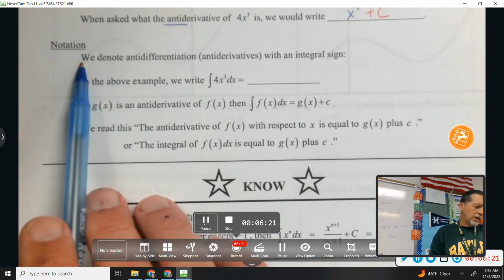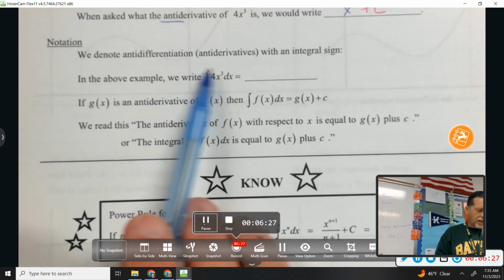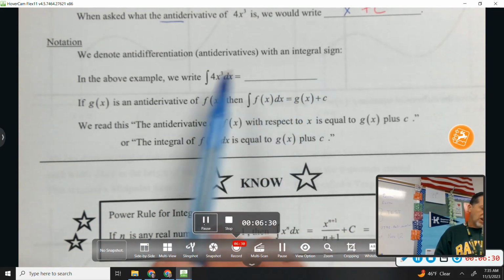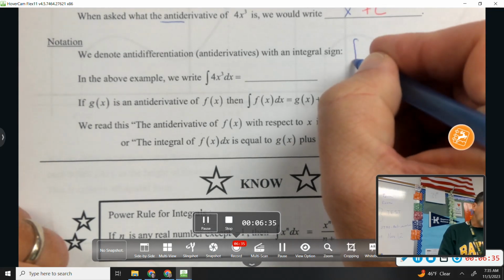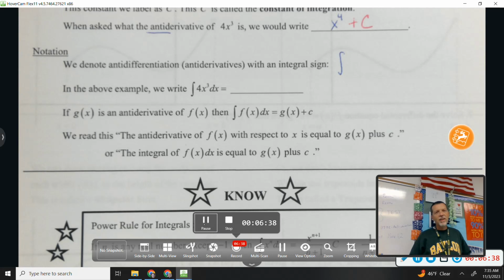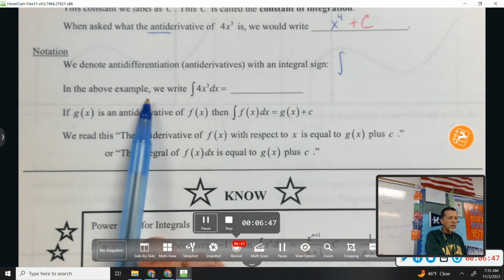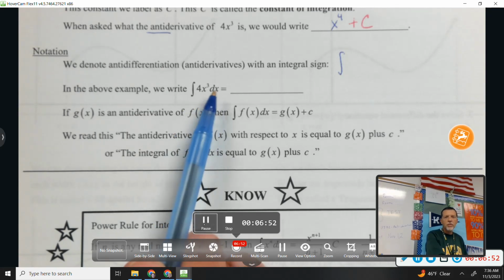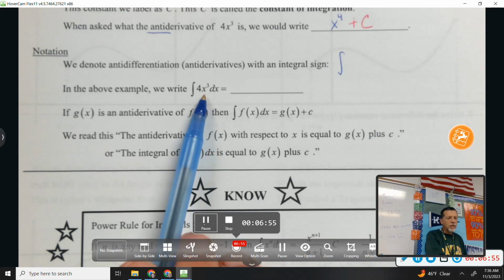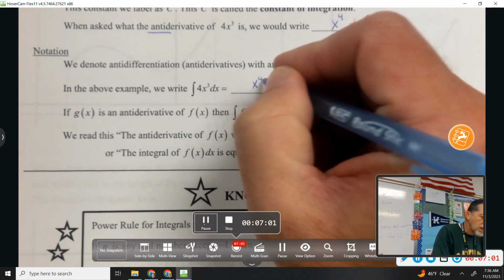All right, a little note on notation. We denote antidifferentiation, that's a fancy word, antiderivatives, with an integral sign. So that little elongated s there, that's where it comes from, and we'll talk about why they picked an s on Wednesday next week. That just means take an antiderivative. So in the above example, we write the antiderivative of 4x cubed. The dx is still with respect to x. So looking at x as our variable, that would be x to the fourth plus c.